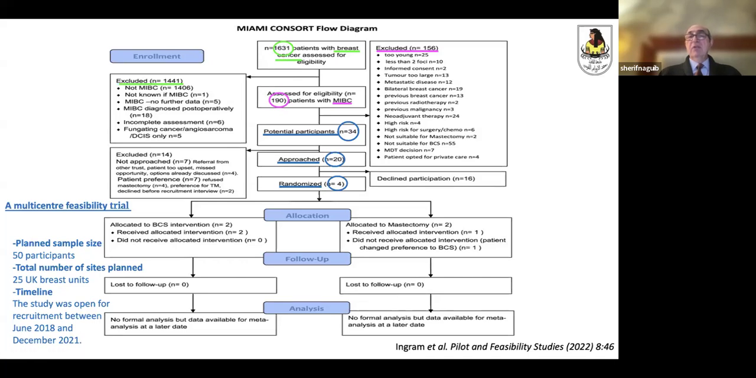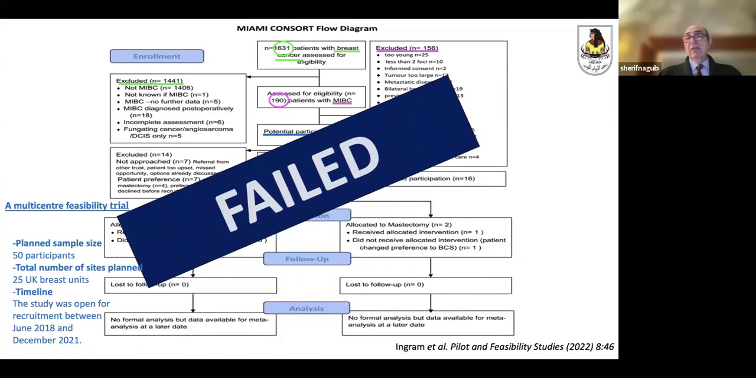But then they were so thorough in including their patients and excluding those who did not fit with the inclusion criteria that the number of randomized patients dropped down from 1,600 patients or more included at the beginning. But then after exclusion of so many patients, they could only randomize 4 patients. And of course, this trial could not be evaluated and the trial failed and stopped.